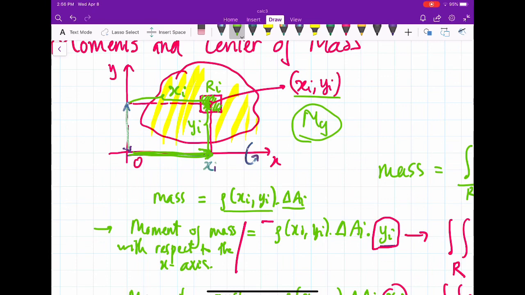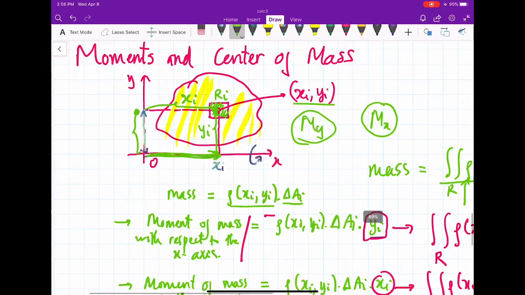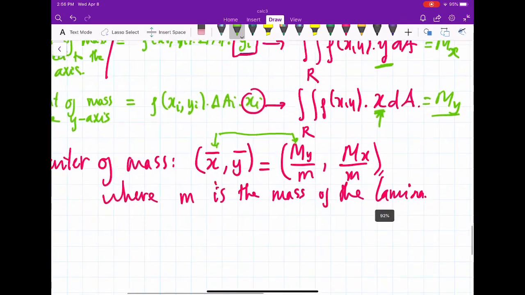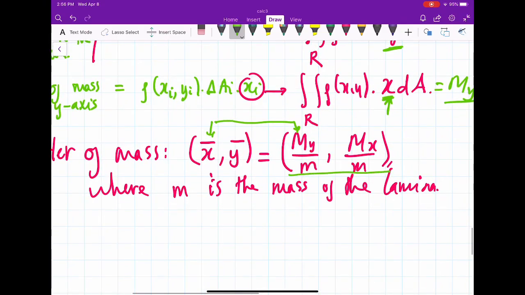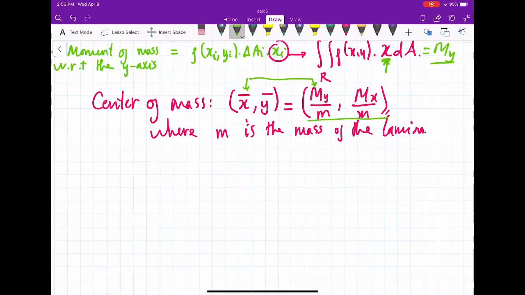Makes sense? If you find M with respect to the x, you multiply with this guy, and this guy will give you the y coordinate. So that's why the center of mass looks like this. Makes sense? Don't forget this. That is not Mx over M, but My over M and Mx over M. Okay? All right. Let's consider the following example.